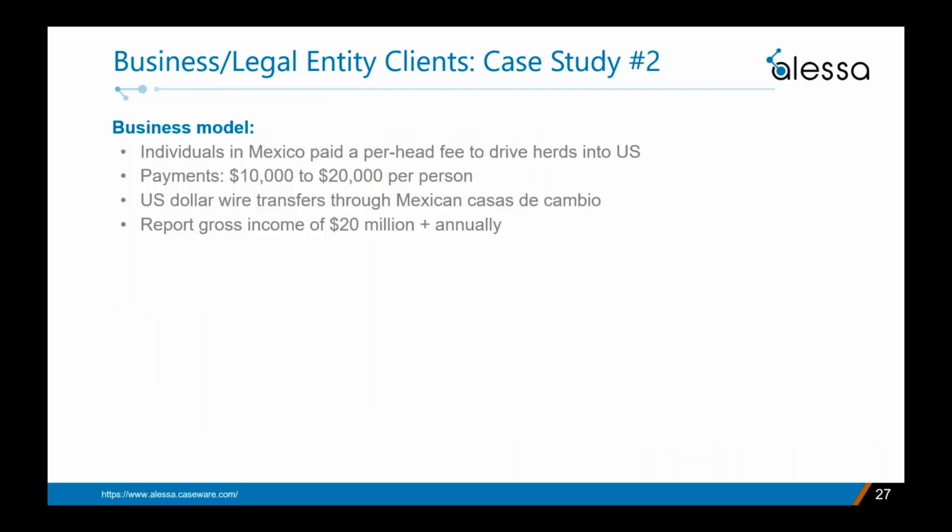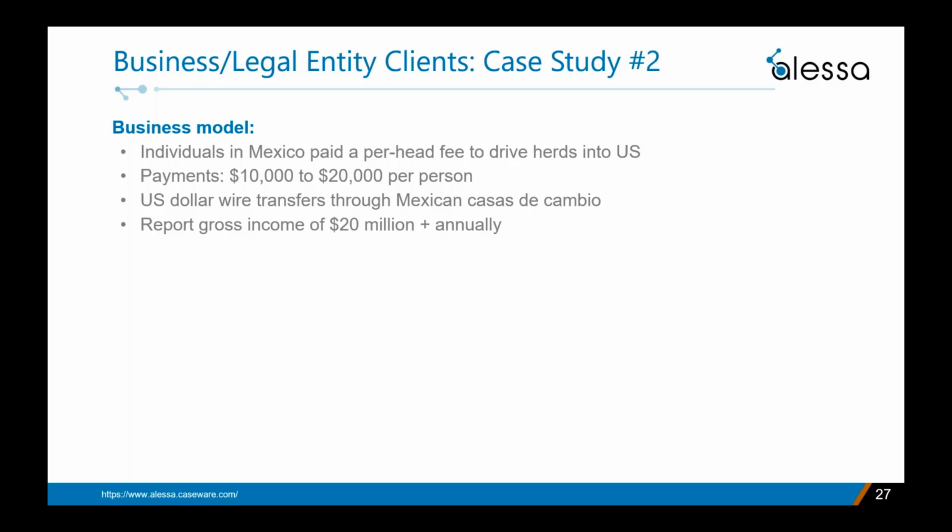Now, CAT International's business model is this. They pay Mexican individuals a fee per head of cattle to drive herds of cattle across the border into the US. And these payments are typically anywhere from $10,000 to $20,000 per person. They're in the form of US dollar wire transfers that are sent to these individuals through Mexican casas de cambio. Amazingly, CAT International has reported annual gross income of $20 million or more per year in recent years, which is not bad for a mom and pop shop.